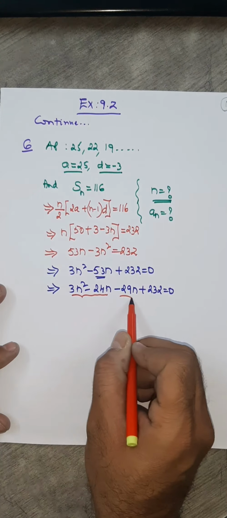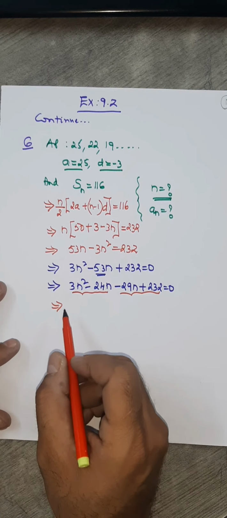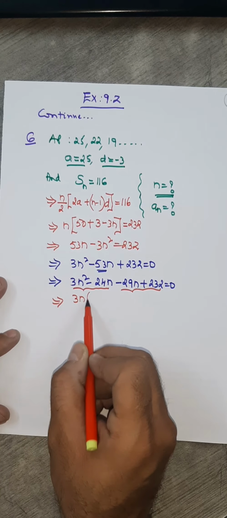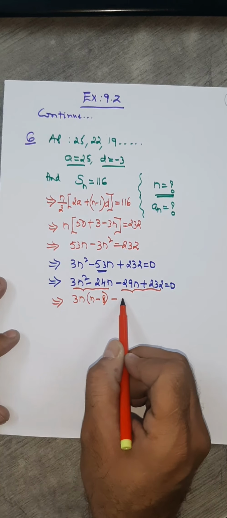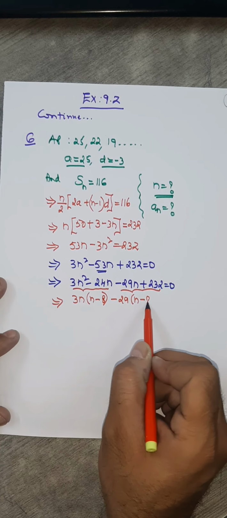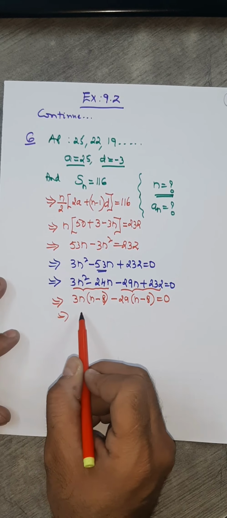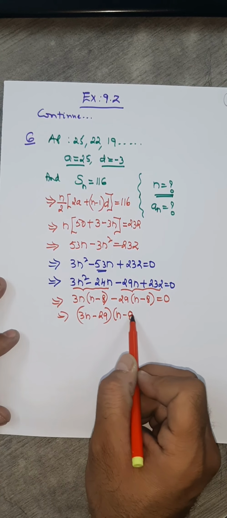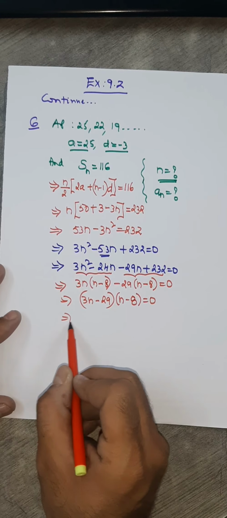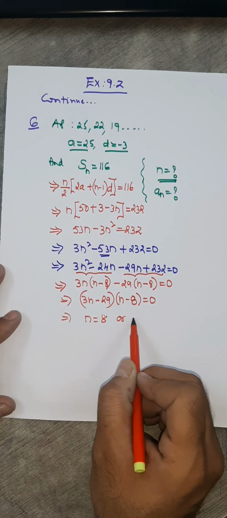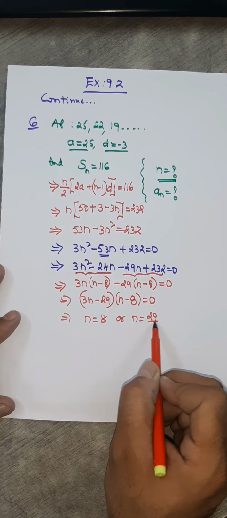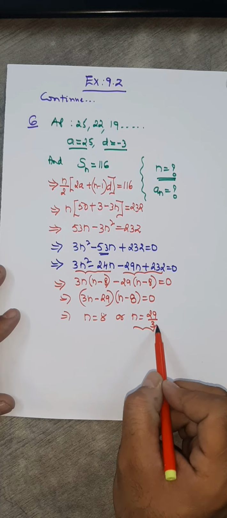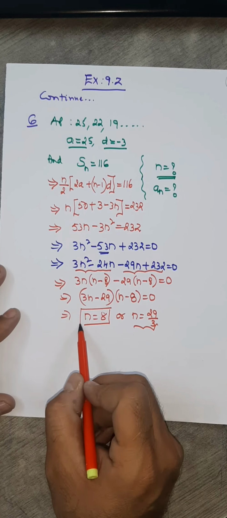Now take 3 common, take 29 common here. So we'll have 3n outside, so it will be n minus 8, minus 29 outside, so it will be n minus 8 again. So (3n minus 29) into (n minus 8) equals 0. So either n is equal to 8 or n equals 29 by 3. Now n can never be fractional, you know, the number of terms. So this is not the required value, this is the required value.